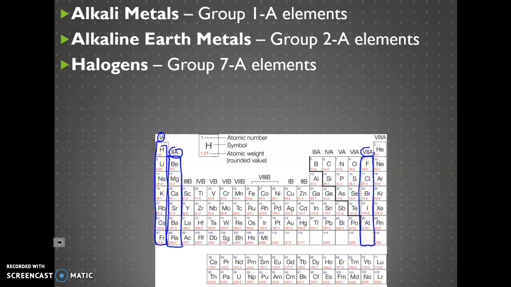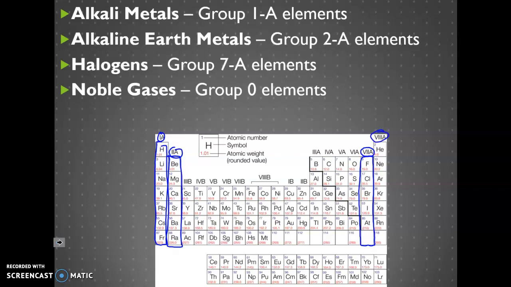Group 7A. And the last major grouping of the representative elements would be the noble gases. 8A right there. But again, I like to put a little star next to these guys because they like to behave like nobody else. So they're kind of special. And it says group 0. I want you to change that and make sure you put in 8A. That would be the proper name there.